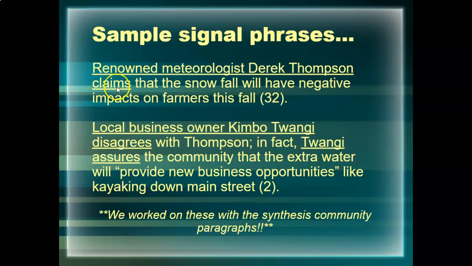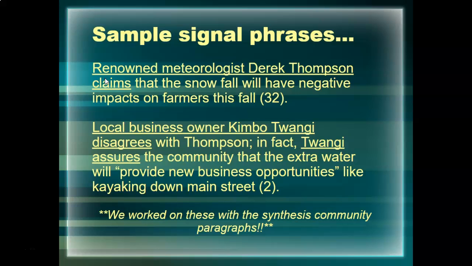So he is making an argument. He's not explaining, because explaining implies that it's a confirmed fact. Claim implies that there's an argument, that there's disagreement here, right? So it says that the snowfall will have negative impacts on farmers this fall. So it cites the source in there, and it also uses an appropriate verb.